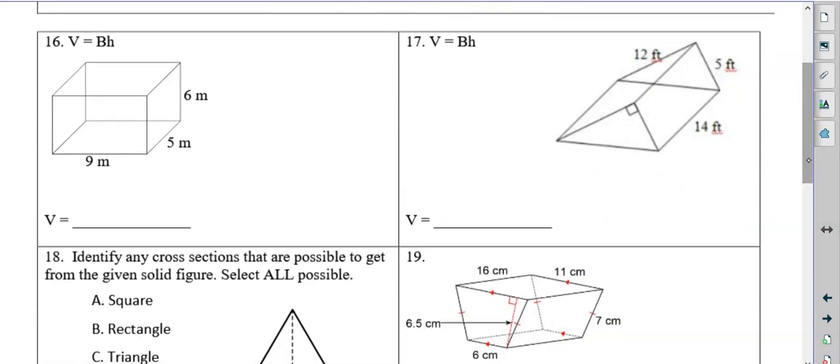All right, volume is the area of the base times the height, or simply just length times width times height, because the area of the base is length times width. So you're basically just doing 9 times 5 times 6, 270 cubic meters.